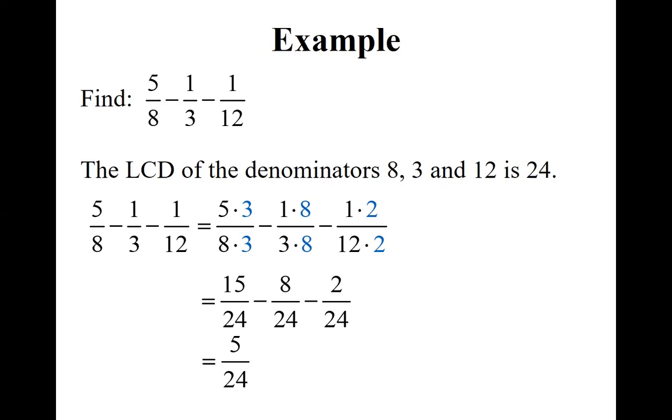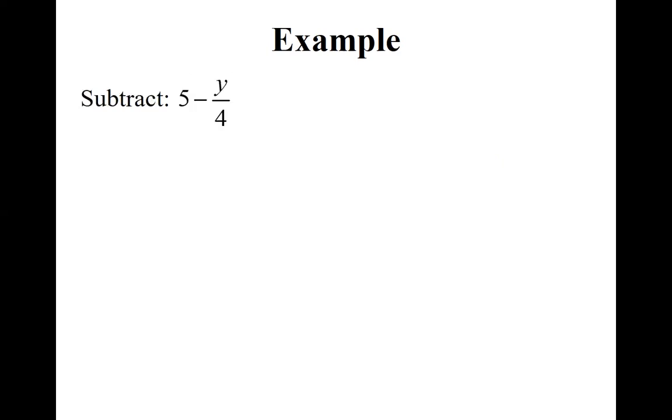Since we can do this with numbers, we can do this with letters. We can do it with variables. 5 minus y over 4. 5 is 5 over 1. The LCD, the least common multiple of 1 and 4, is just 4.